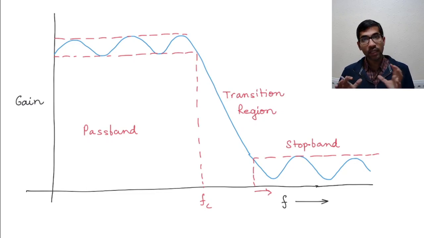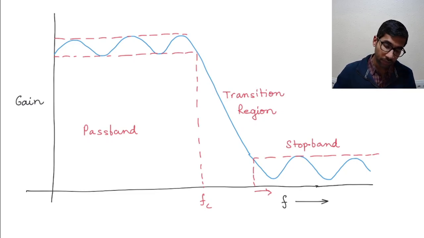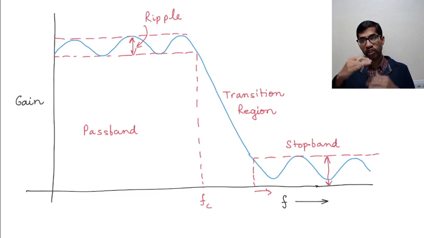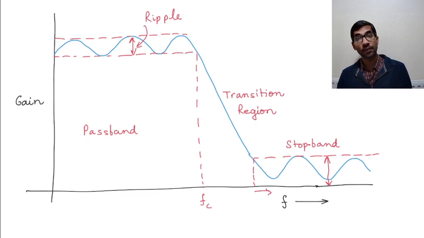Okay. Now, even when the signals are there in the pass band, the gain is not constant in the pass band, not all the time at least. And sometimes you have what is called the ripple in the pass band. And similarly, you have a ripple in the stop band as well. So, ripple basically is the amount of change the gain can have for signals that are being passed or for signals that are being stopped. Okay. So you can see that we really don't have an ideal filter.